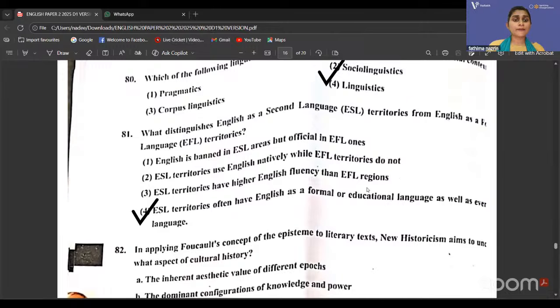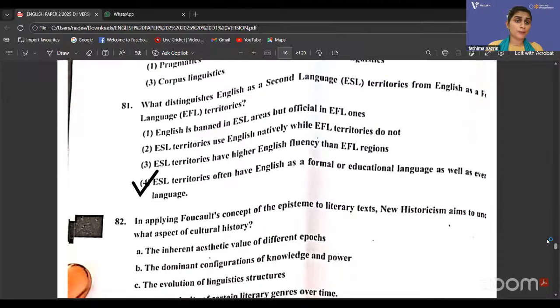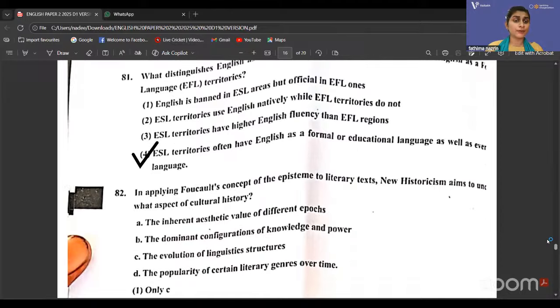Now, coming to the 81st question, what distinguishes English as a second language territories from English as a first language territories? It is option number 4. ESL territories often have English as a formal or educational language as well as a link language. So option number 4 would be the correct answer for question number 81.